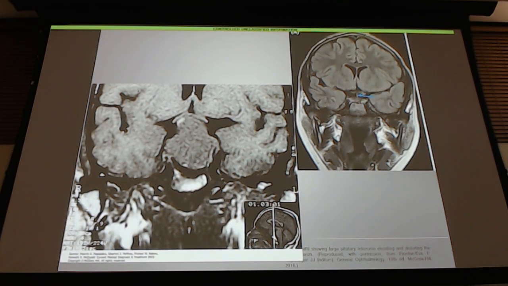There's your adenoma. It does not look good. This is your macroadenoma. So this would be more common in a male or female? Male, right?